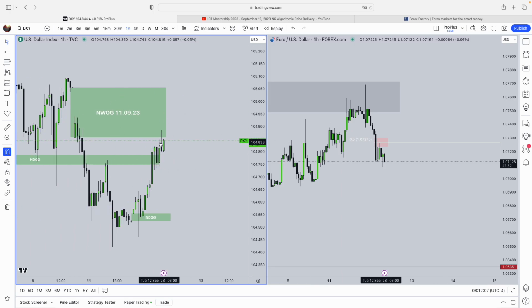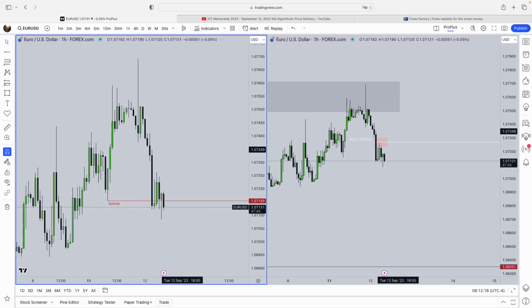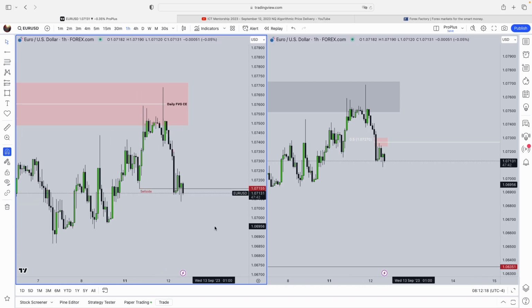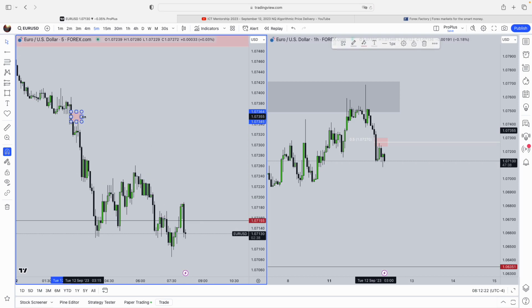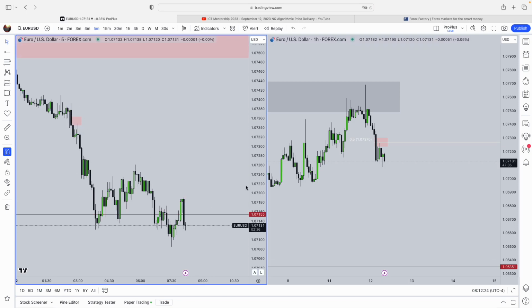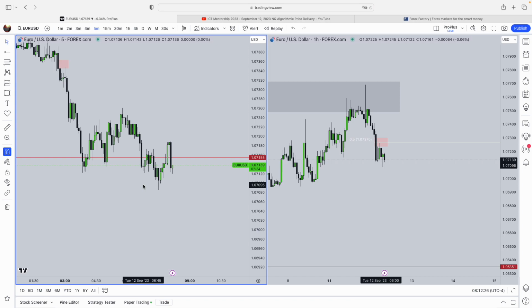So DXY potentially wants to run up to the high of this new week opening gap. Let's just get the consequent encroachment of that. And then here we go. This is it here. Let's go on to the 5 minute again. There's a silver bullet in the 3 a.m. to 4 a.m. New York time.